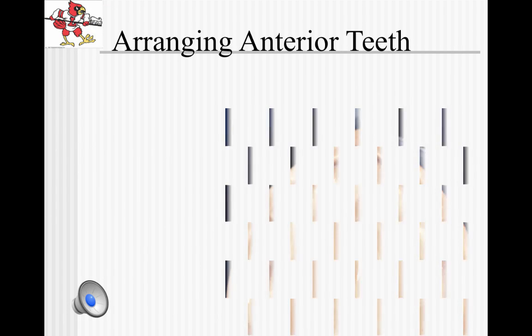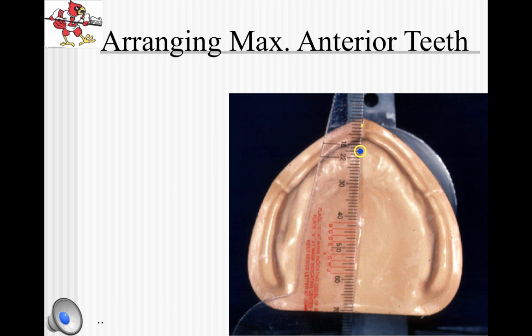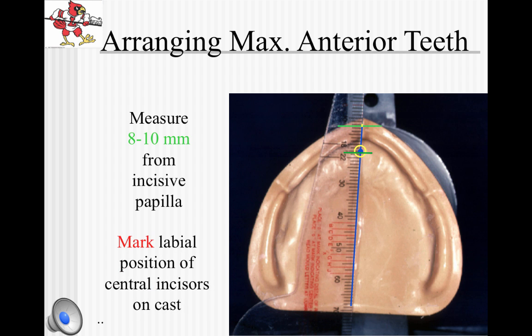Before beginning to set teeth, place a dot on the middle of the incisive papilla on your maxillary cast. With a millimeter ruler placed on the median palatal suture and extending through the middle of the incisive papilla, measure 8 to 10 millimeters anterior to the middle of the incisive papilla on the cast to the land area. Place a mark perpendicular to the ruler on the land area at this 8 to 10 millimeter mark. Place a mark parallel with your ruler at that point, which will represent the midline of the arch.